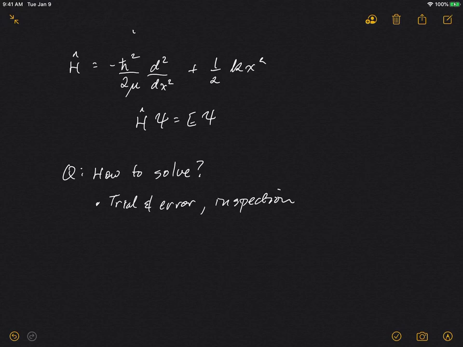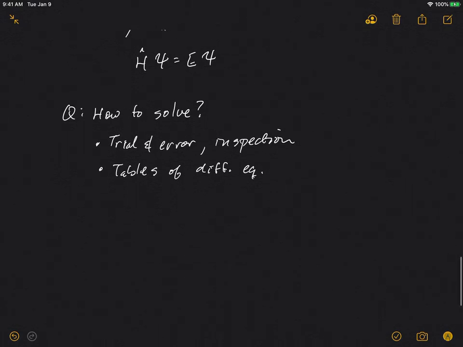Another way to look at this is to look at tables of differential equations. And they're usually written in some sort of simplified form. Here, we're not going to find an equation that has h bar in it, or mu in it. So you try to distill your equation down into the basic features, which is that there's a second derivative, with some constants maybe in front of it, and there's another term that has something like x squared.